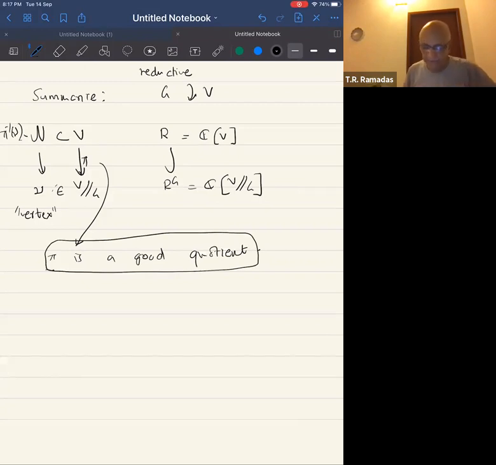Very good. Now I'm going to consider projective quotients, and that is where semi-stable points and such things will come. So again, this is a good opportunity to pause for questions.